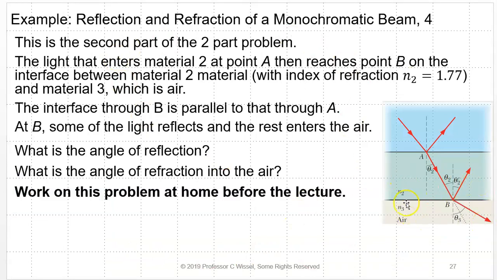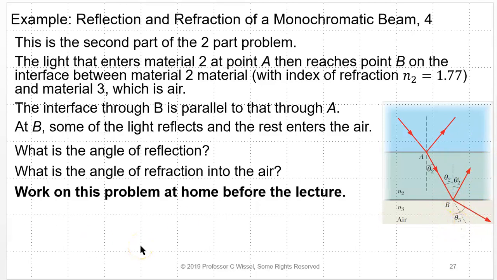We're looking at this interface now. The light that enters material 2 at point A then reaches point B on the interface between material 2, with an index of refraction of 1.77 as before, and material 3, which is air, with an index of refraction approximately equal to 1. The interface between these two is parallel, so this is parallel to that, and when they draw it like this, most times it is. Now at B, some of the light will reflect and maybe come out through this material, but we're not worrying about that. And some of it will refract into this other material, into the air.